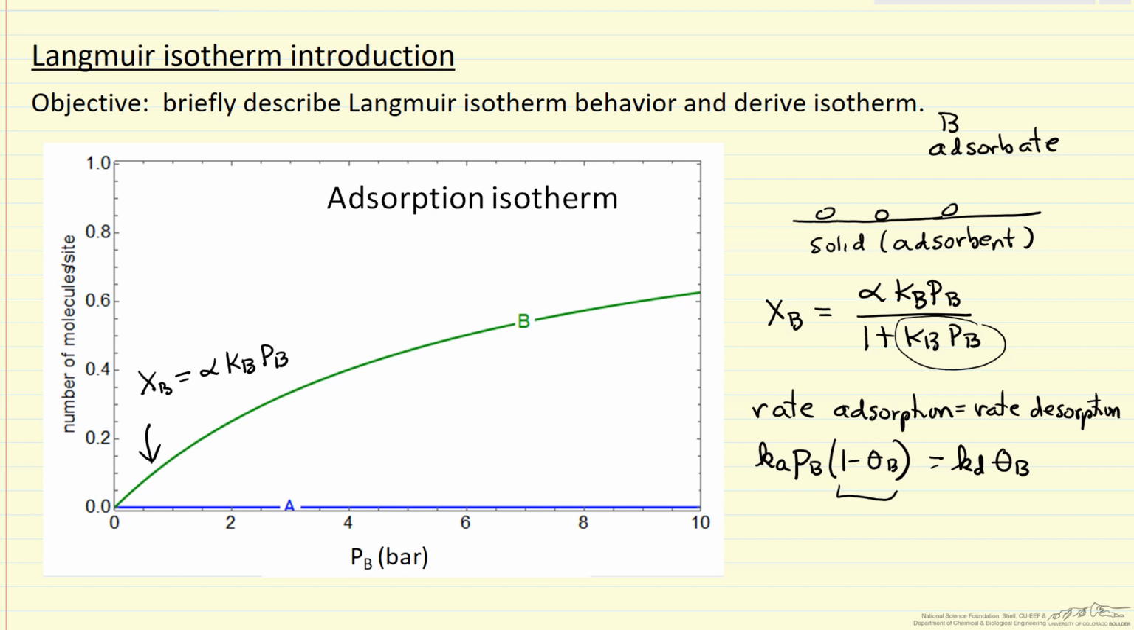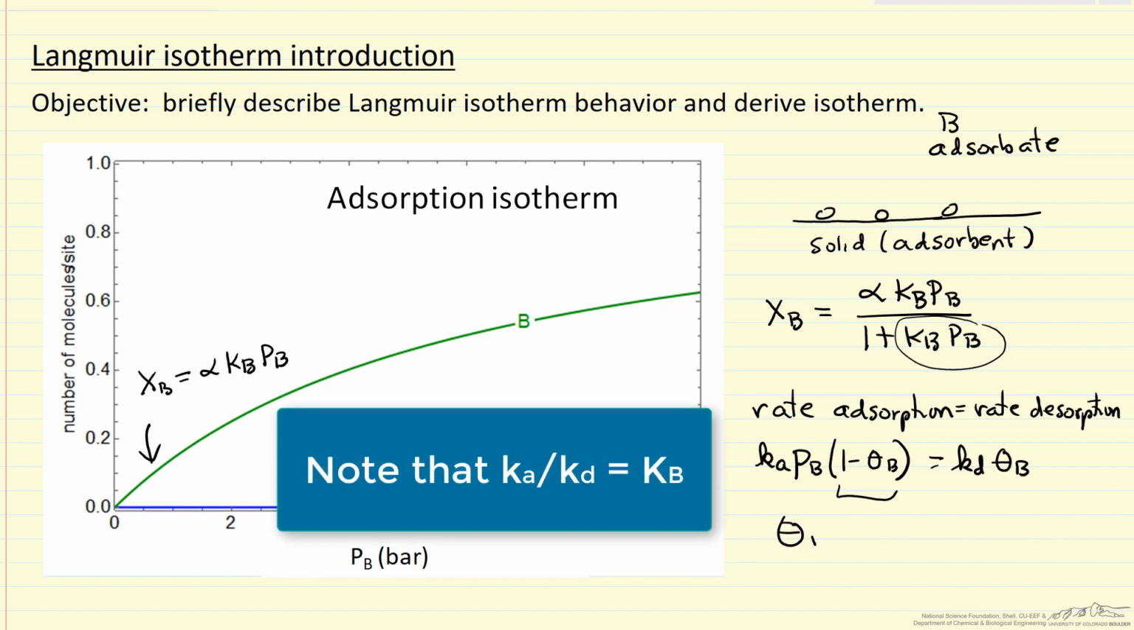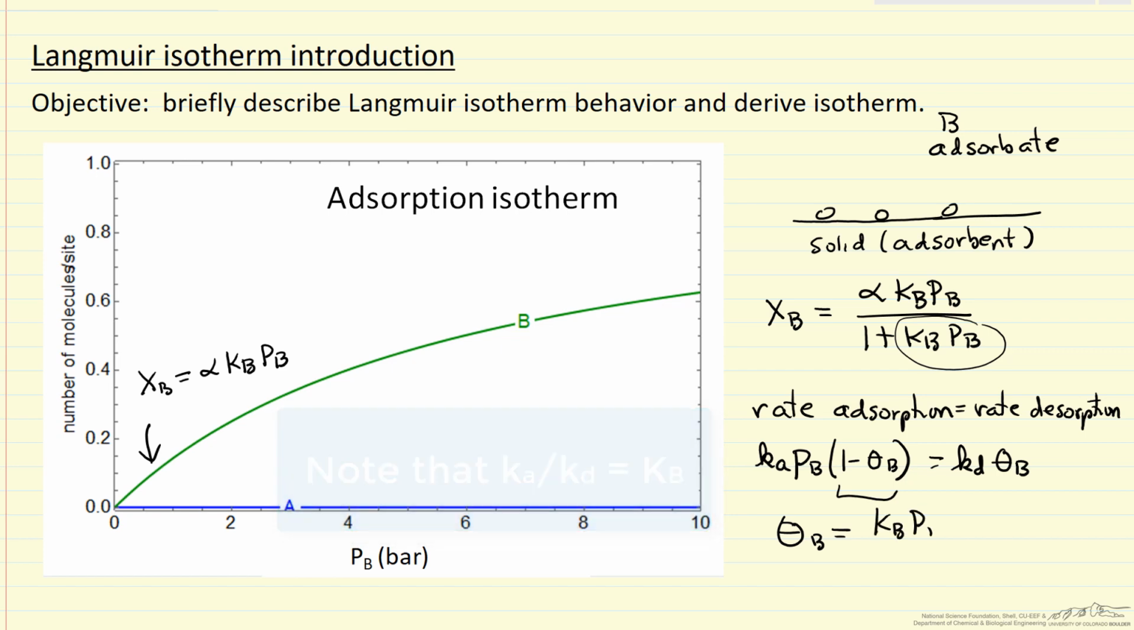So if I just rearrange this equation, I get that the fraction of sites occupied by B is KB pressure B over 1 plus KB pressure B. And if instead of fraction I wanted to write it in terms of number of grams, for example, this term alpha would then be in the equation. So you could look at theta as this XB over alpha.